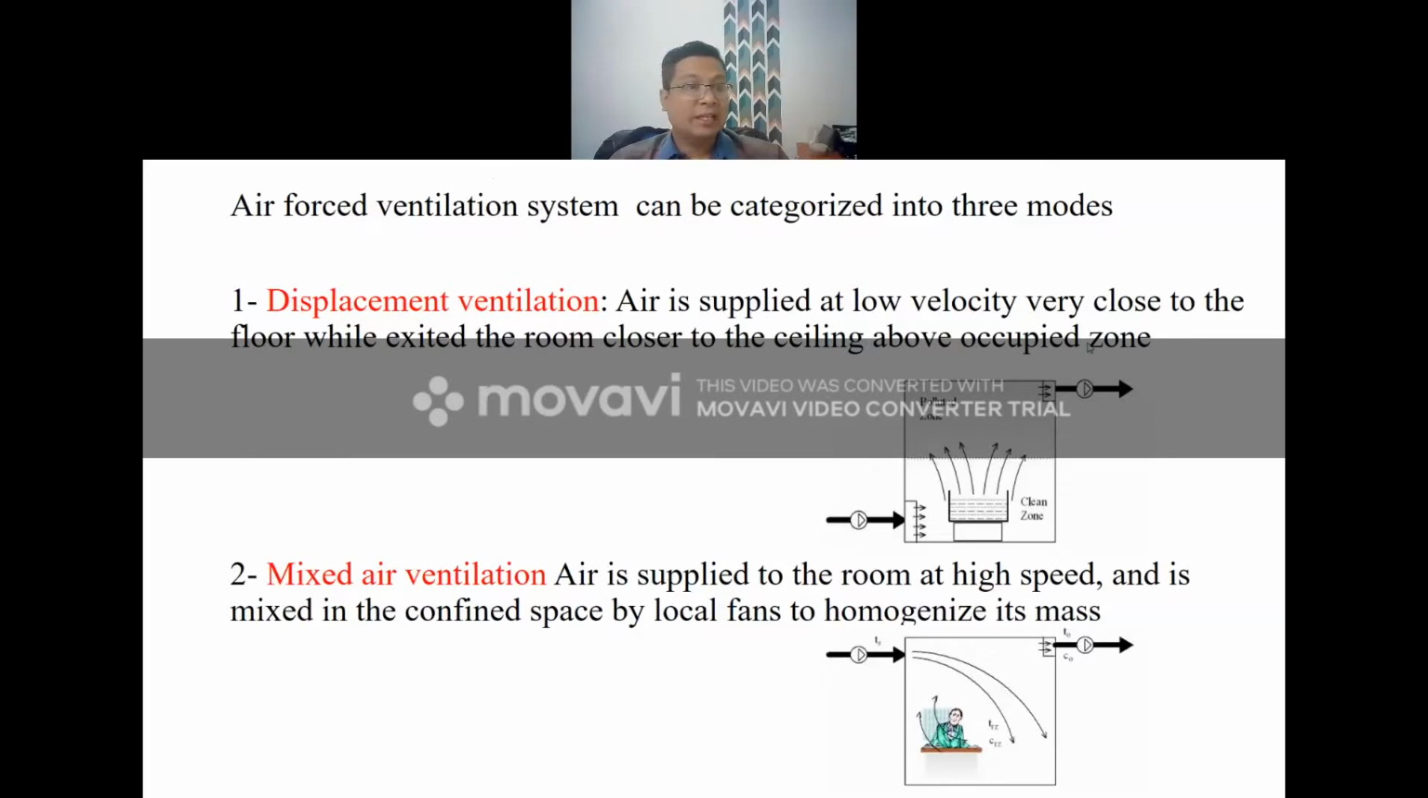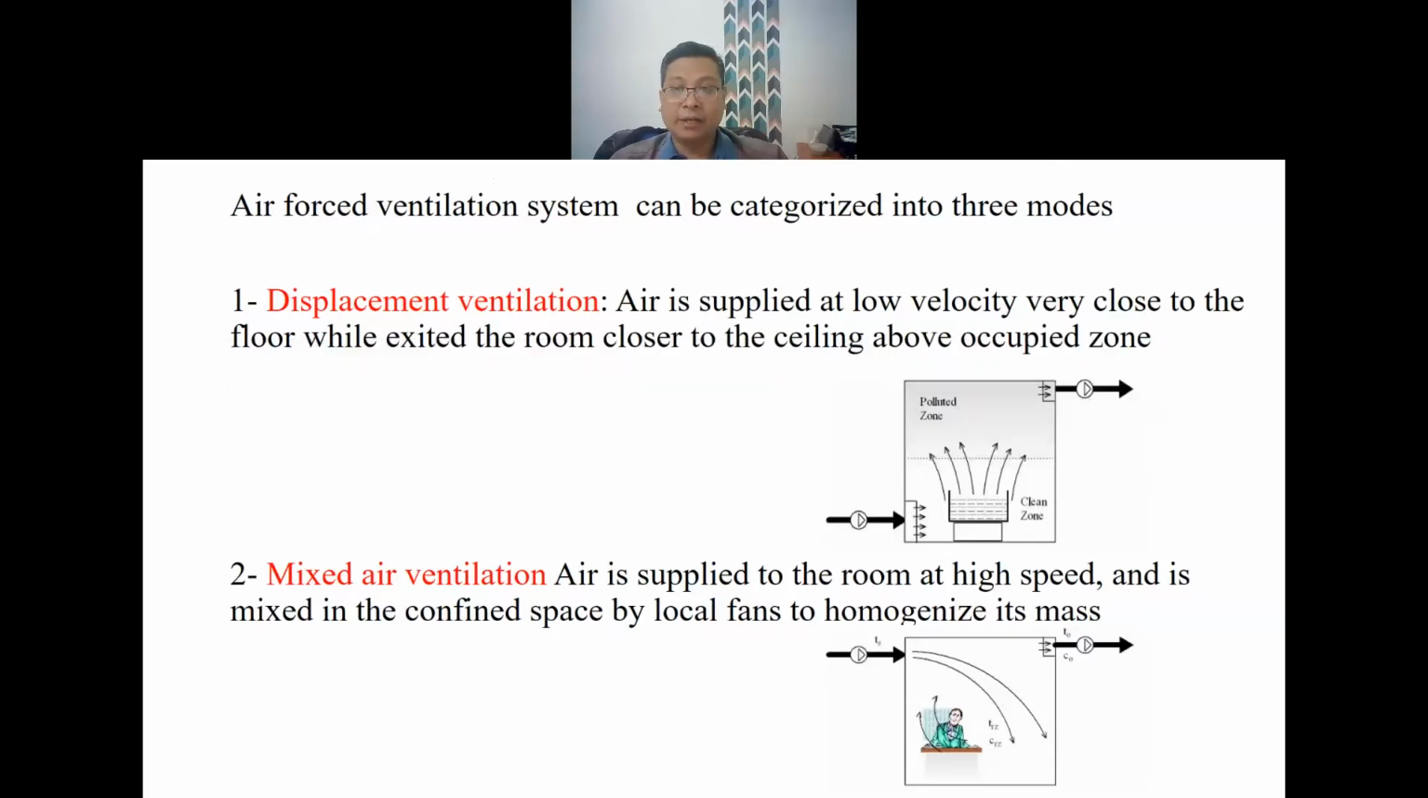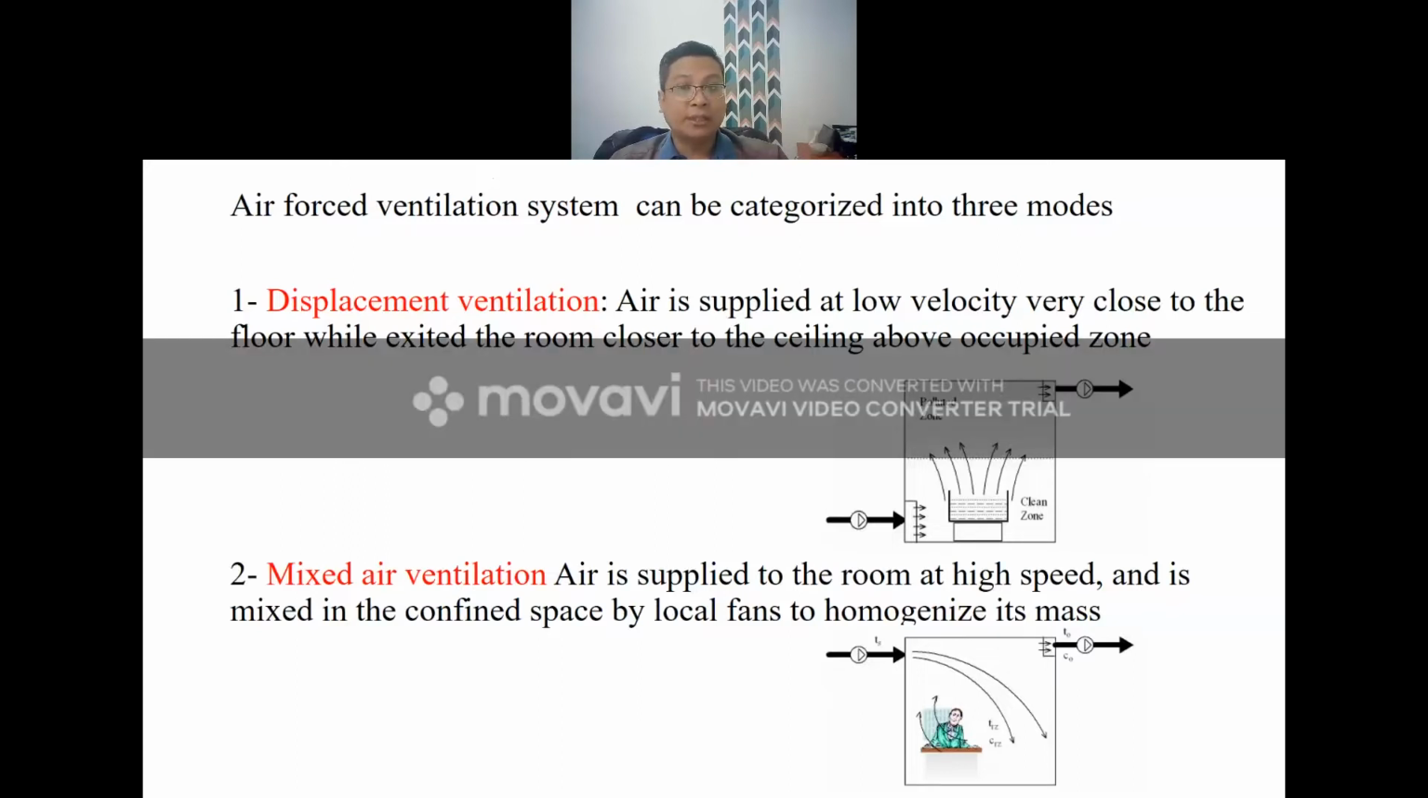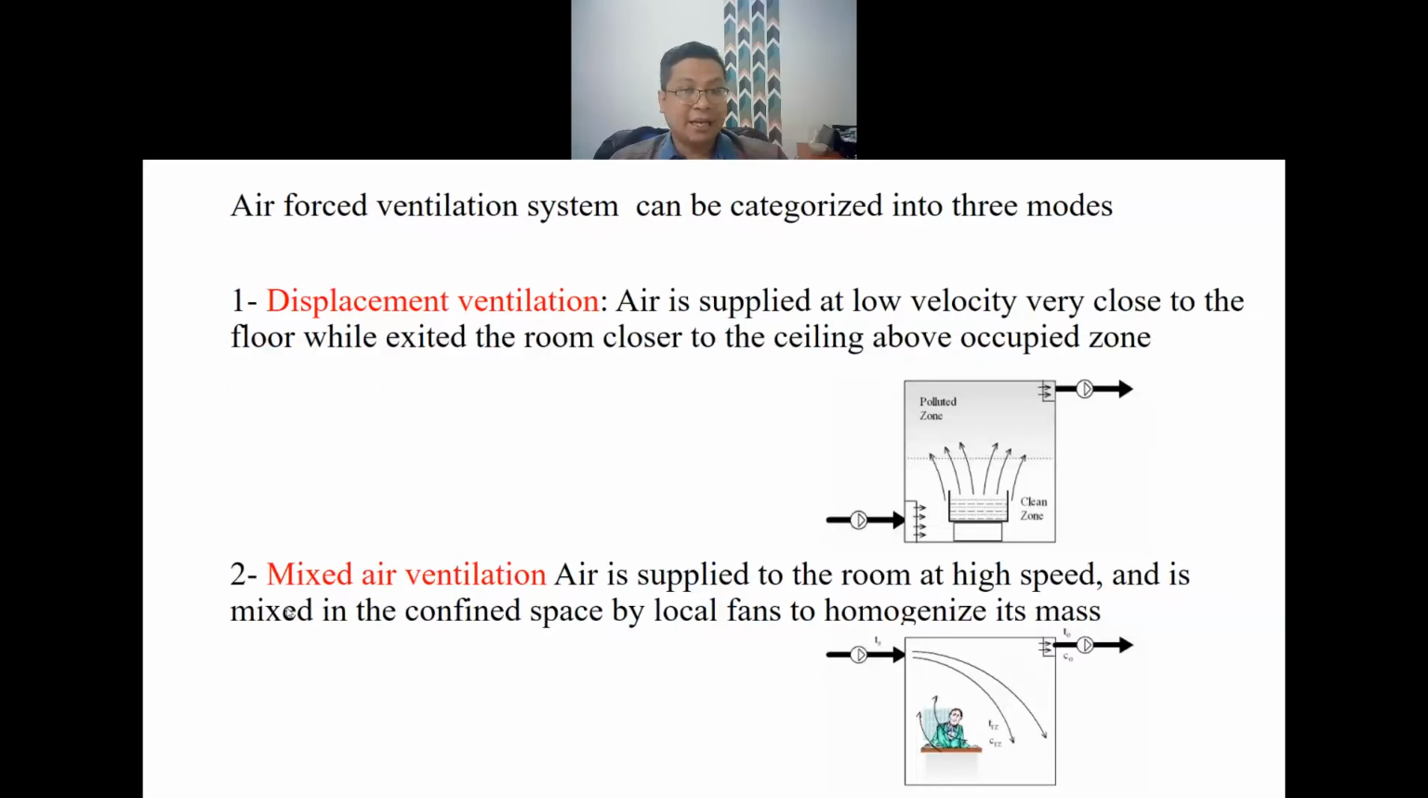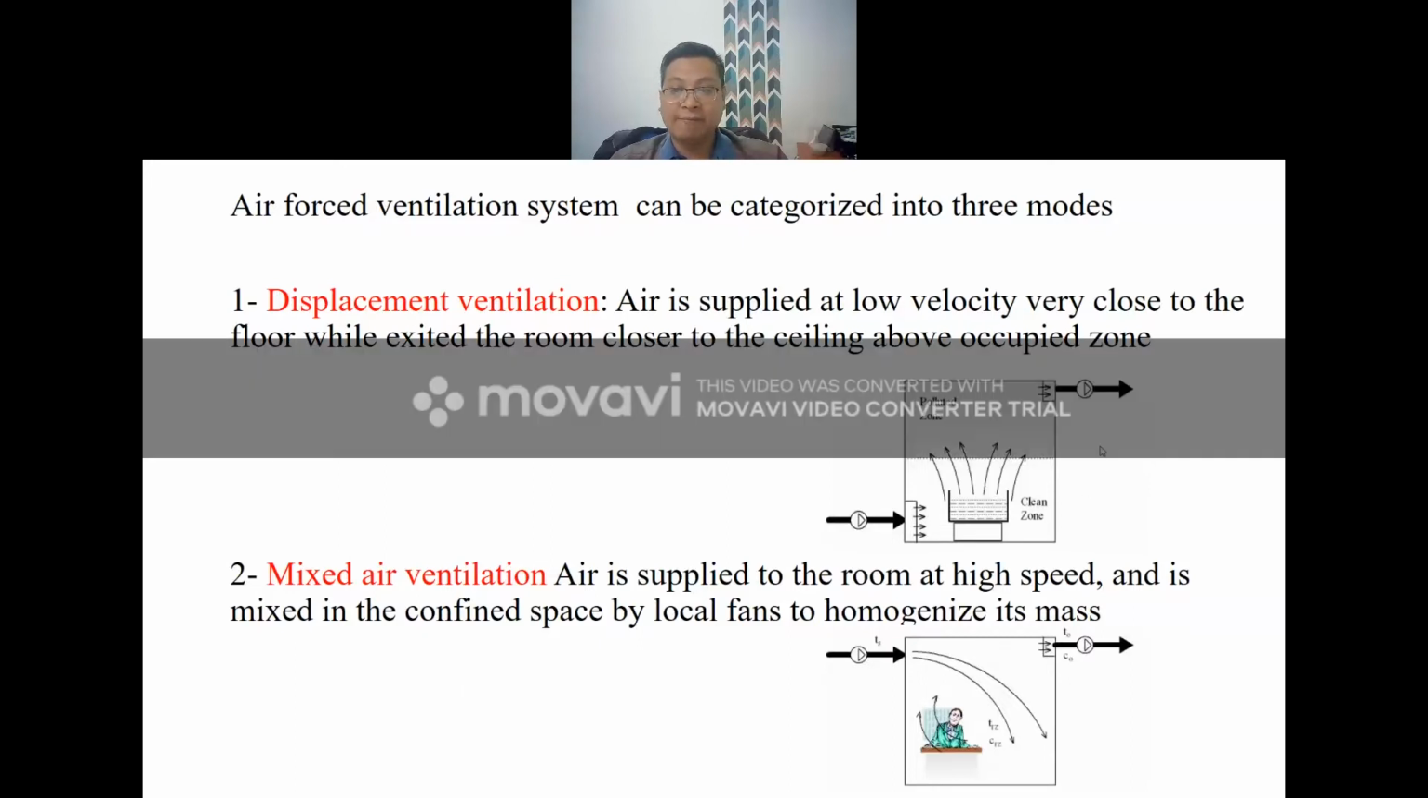This one is very close to the floor, so we can attach it in the floor system. Maybe this part was already introduced in the previous class. This type of duct system goes from the floor to the zone required. And then the other type is mixed air ventilation. Air is supplied to the room at high speed and is mixed in the confined space by local fans to homogenize its mass.